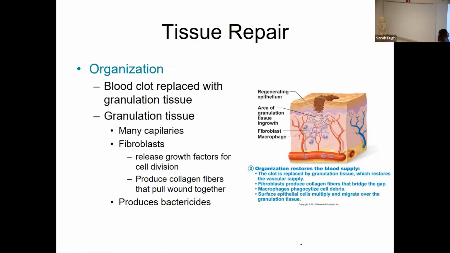The second step is called organization. And again, this is where you start to replace the blood clot with granulation tissue. Granulation tissue is sort of like a scab.